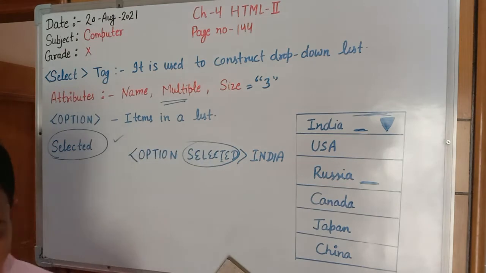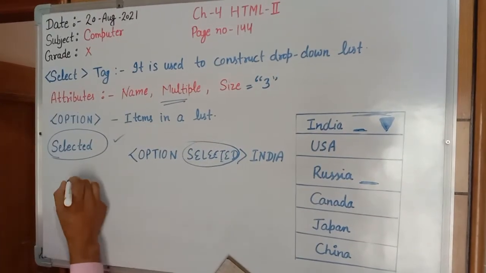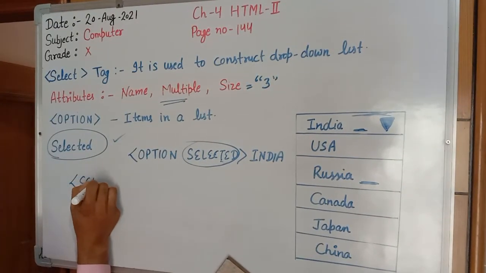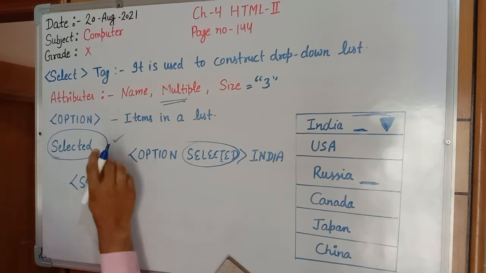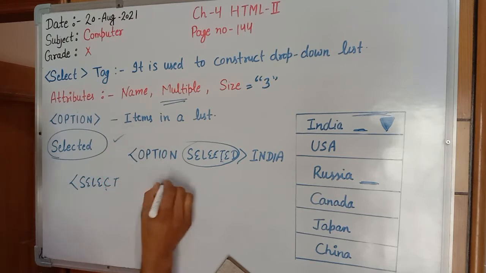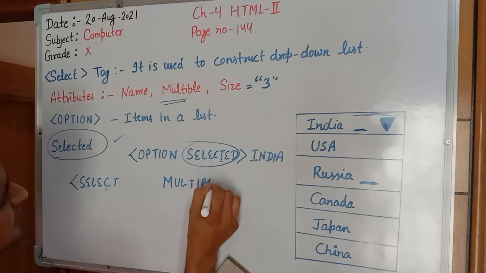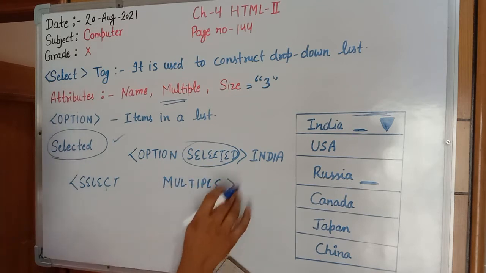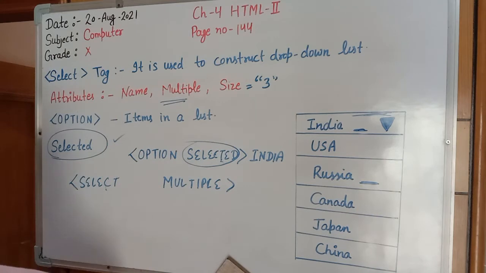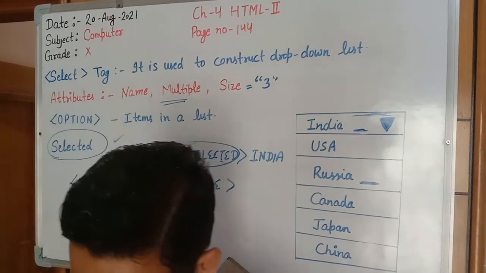In this they have taken multiple options. It means in select tag they have taken multiple option. So what will be the benefit of selecting the multiple option? It can select multiple items from a list. It is the benefit. You will see the example now.